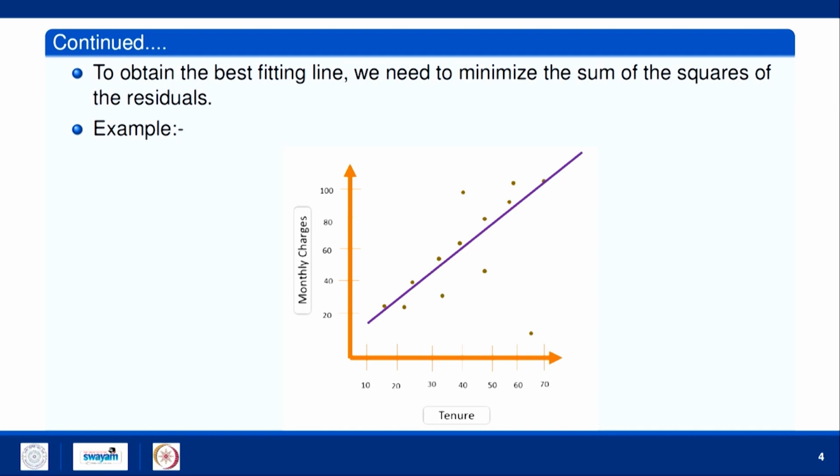So, just see this example. Here we have the tenure in months, and here the monthly charge, and we have certain data points in a two dimensional plane. So, this is the best fit line for this data. As I have already told you, to obtain the best fitting line we need to minimize the sum of the squares of the residuals. These are the residuals, the perpendicular distance from the line to all points, and we have to minimize the sum of the squares of all the residuals. How to do that? So, least square approximation.